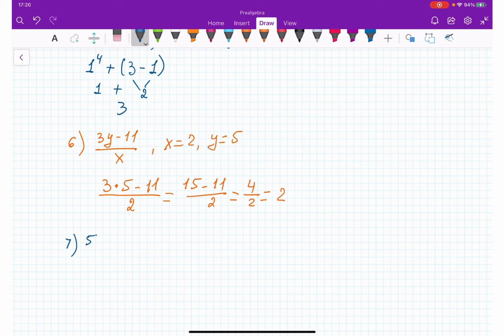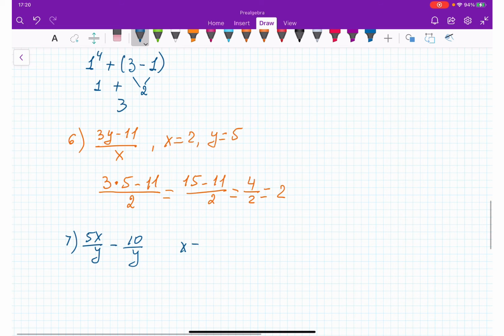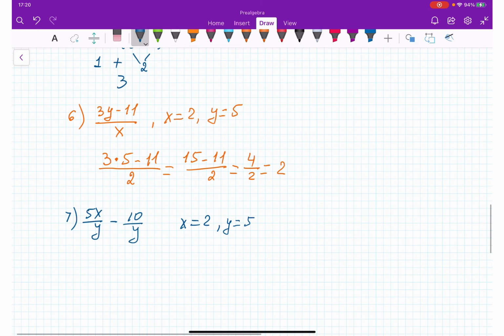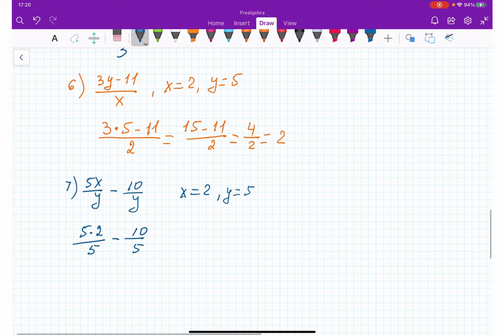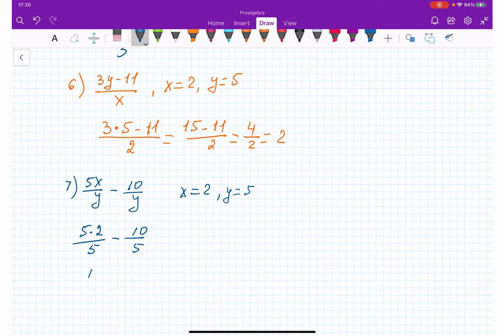We have 5x over y minus 10 over y, where x is equal to 2, y is equal to 5. Okay, so 5 times x is 2 divided by y, which is 5, minus 10 divided by 5. Okay, so we are getting 5 times 2 is 10 over 5, minus 10 over 5. Result is 0.